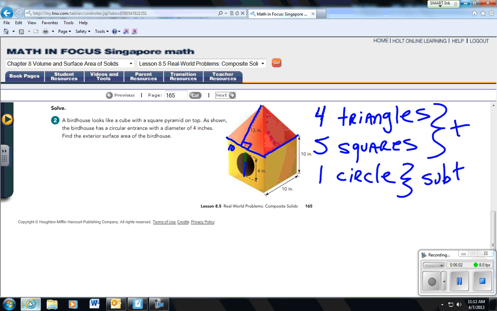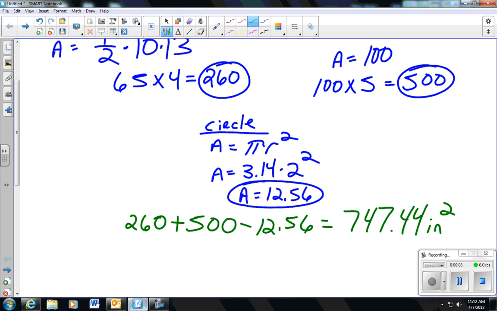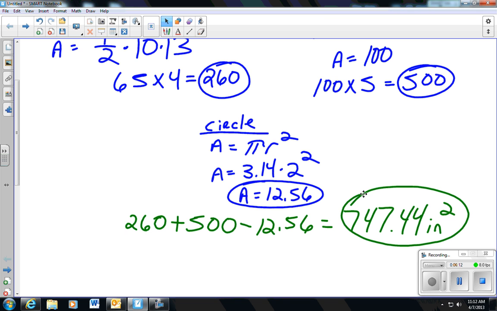And if we go back, they're not asking us to round to any specific place value, so we can leave it just like that. Now, if you round to the nearest tenth, that would be fine. 747.4 inches squared would be fine as well. But there's your answer.